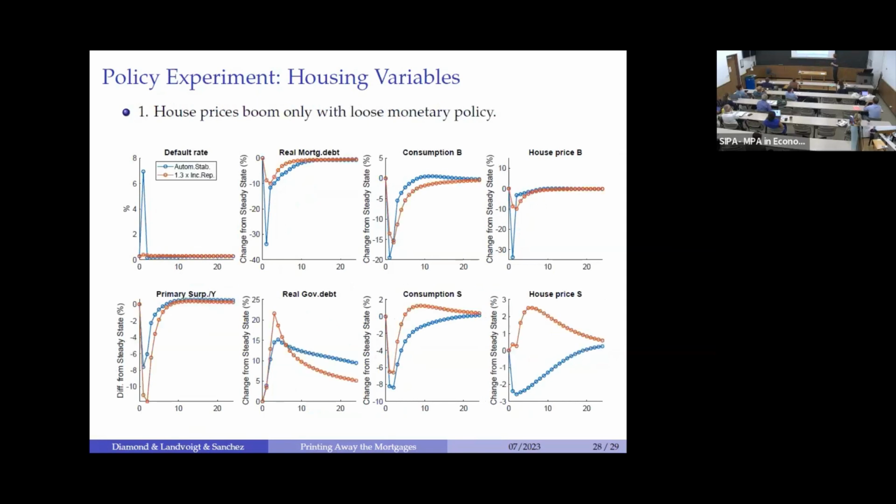Here's how things look with the transfers. We don't have the surge in defaults. Mortgage debt is roughly about flat, goes down a little bit. People's consumption drops, particularly for borrowers, and borrower house prices are falling while saver house prices are going up.